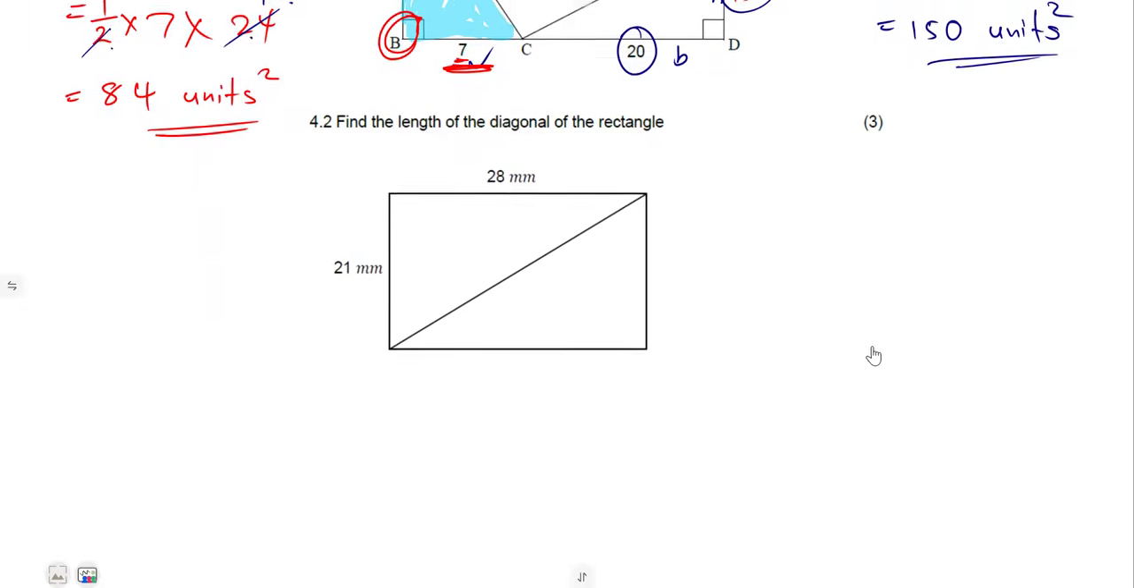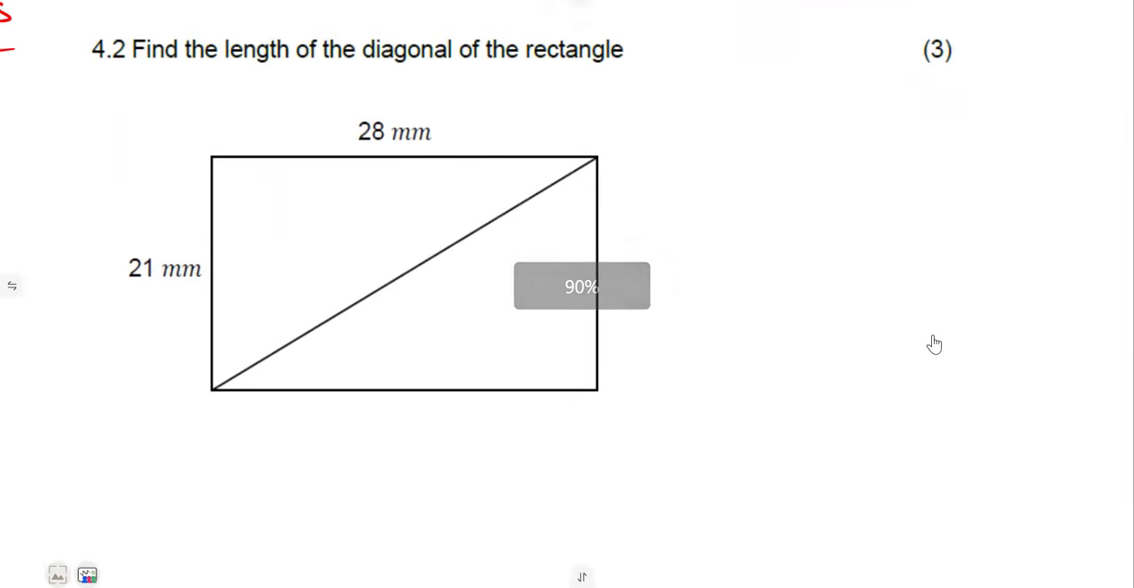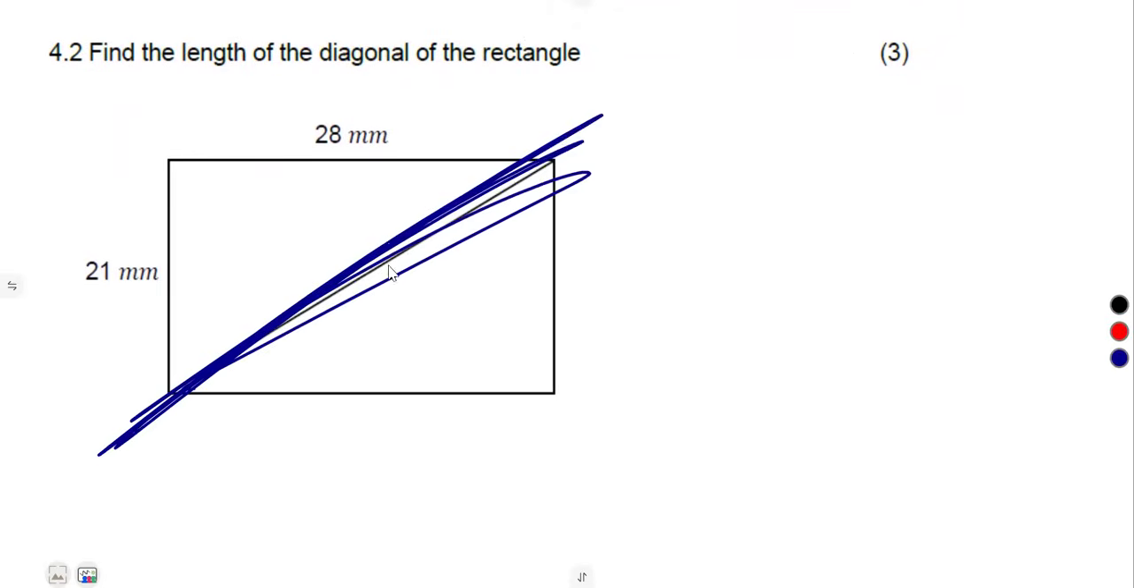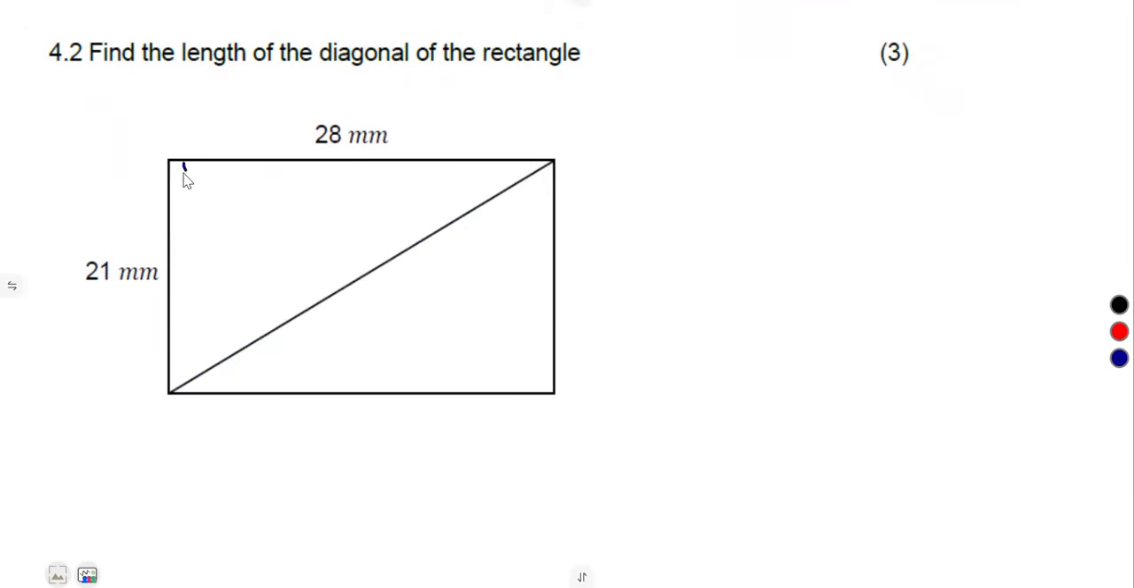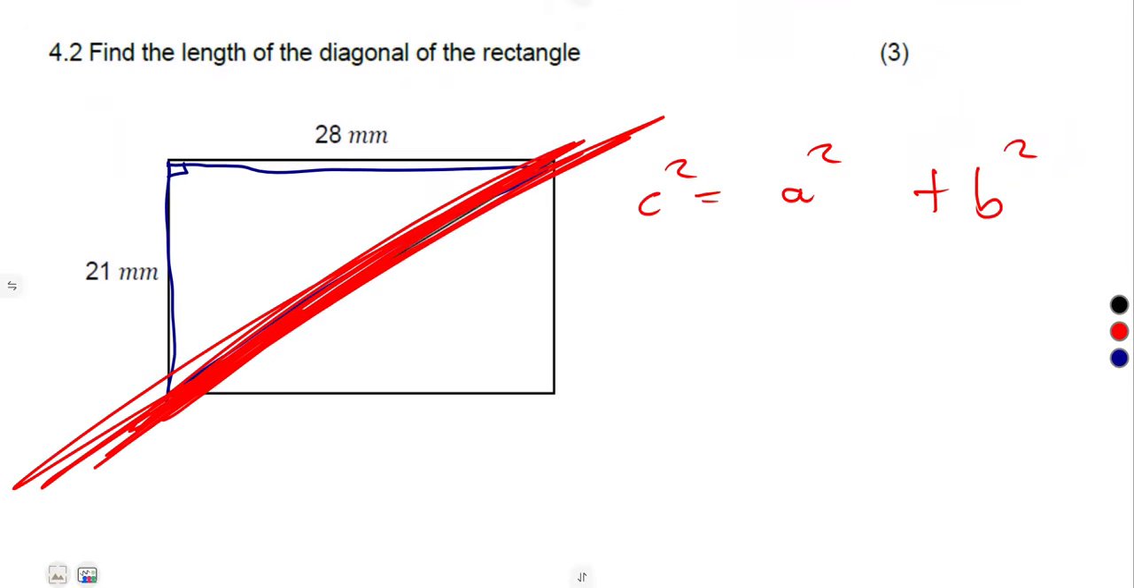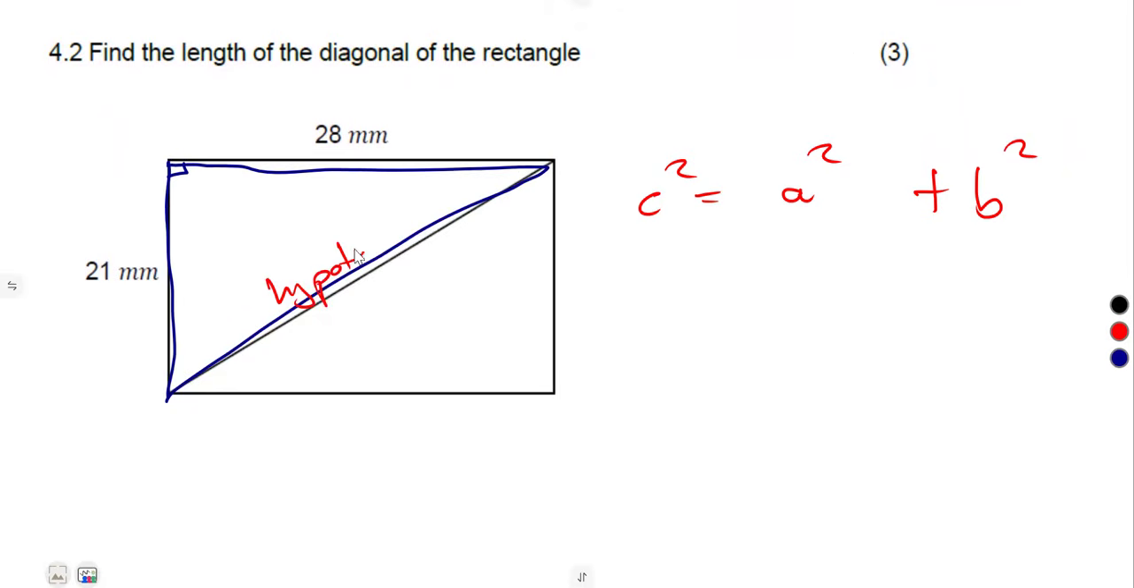All right. On 4.2, they said find the length of the diagonal of the given rectangle. 3 marks. The length of the diagonal. All right, a rectangle, we do understand there's a 90 degrees. So definitely I have got a right angle triangle. Pythagoras theorem can be used, whereby the diagonal represents what? Our hypotenuse. So if that is the case, therefore C squared is equal to same units given, so there's no problem there. That's 21 squared plus 28 squared.